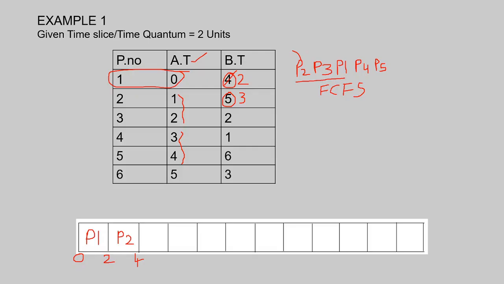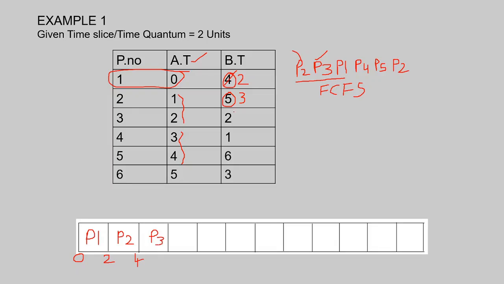Now the CPU will be taken away from process P2. P2 has not finished its full execution, so put P2 into the queue again. Now from the queue, which is the next process? P3. Now select P3.